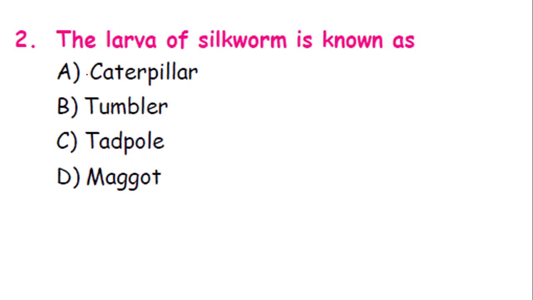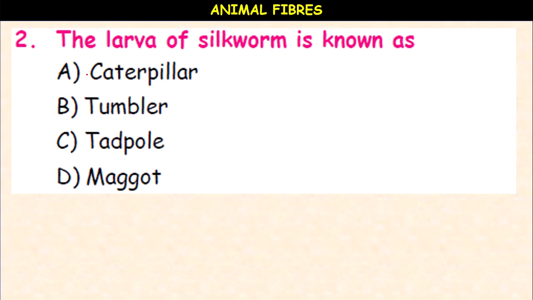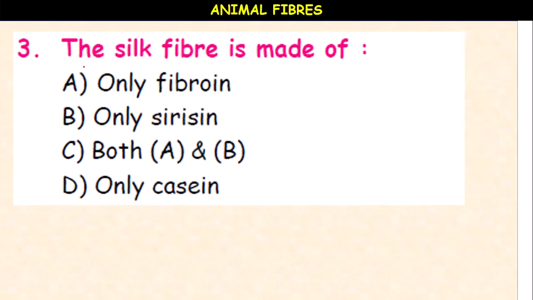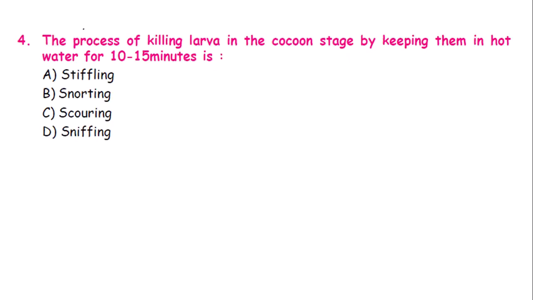Next, the larva of the silkworm is known as caterpillar, tumbler, tadpole, maggot. Caterpillar. The silk fiber is made of only fibroin, only sericin, both A and B, only casein. Casein is milk protein actually. So both fibroin and sericin.